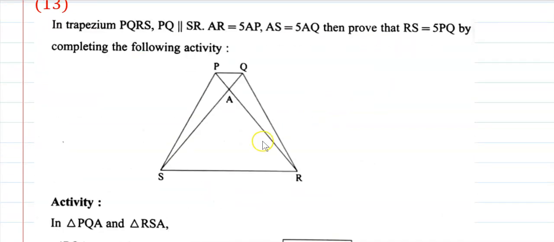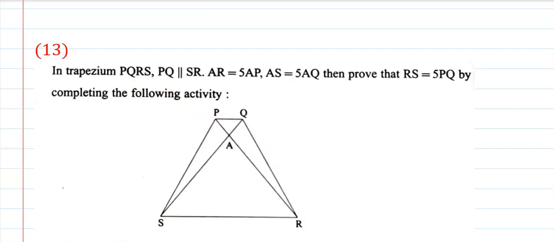Now the next question. In trapezium PQRS, PQ is parallel to SR. AR is equal to 5 times AP, and AS is equal to 5 times AQ. Then prove that RS is equal to 5 times PQ by completing the following activity.